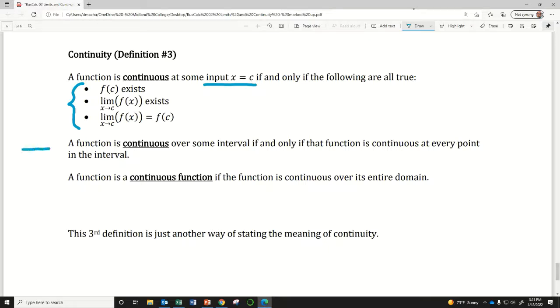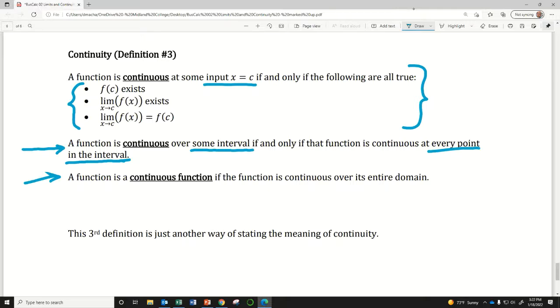Now here, in the second paragraph, we're saying a function is continuous over some interval if and only if that function is continuous at every point in the interval. So, if this is all true, not just for one point, but for every point in the interval, then we say the function is continuous over the interval. And then lastly, we say that a function is a continuous function if that function is continuous over its entire domain. And so hopefully this isn't too technical.